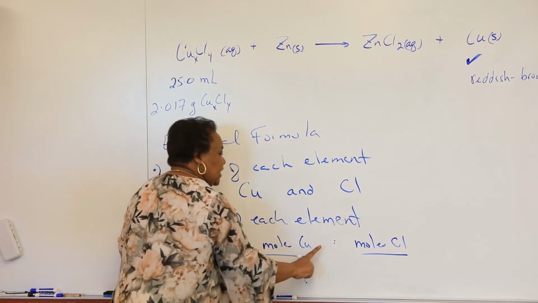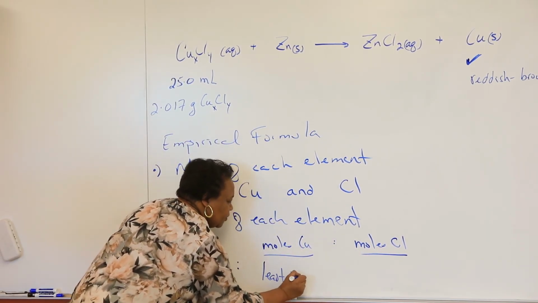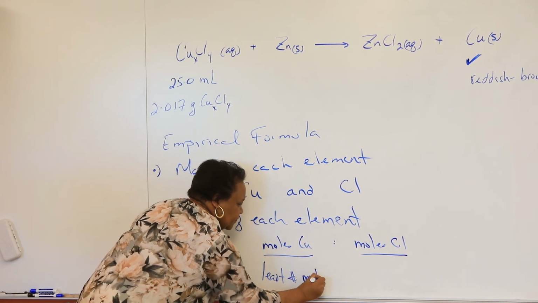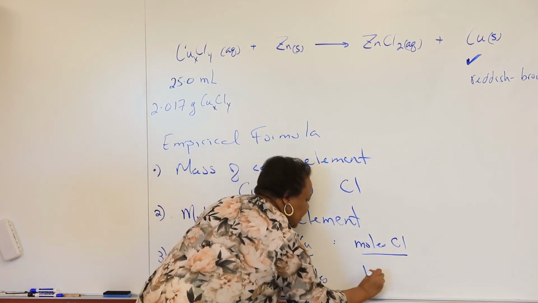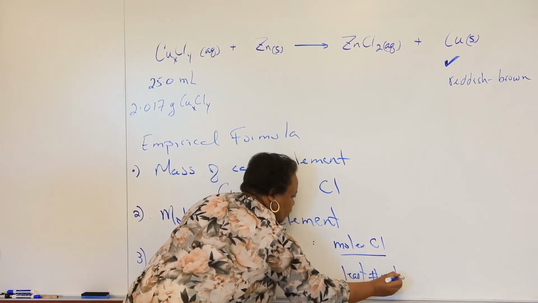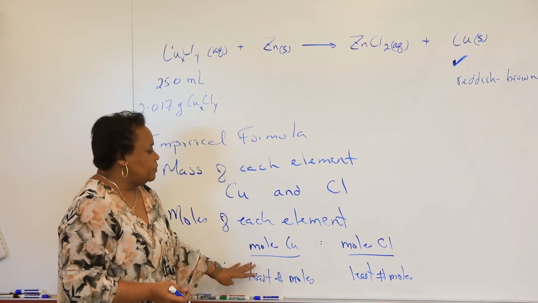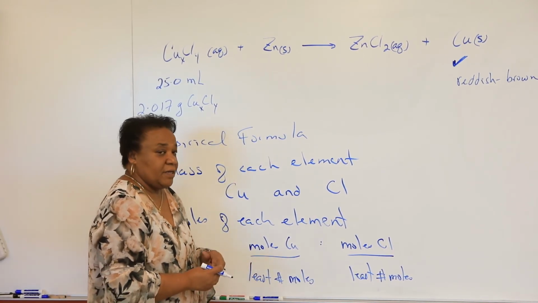Well, you should divide each number of moles, please note, by the least number of moles. So you're going to divide each, and we've done this in class, by the least number of moles. And that will give us our ratio. Okay? And so whatever you obtain, you're going to be reporting that.